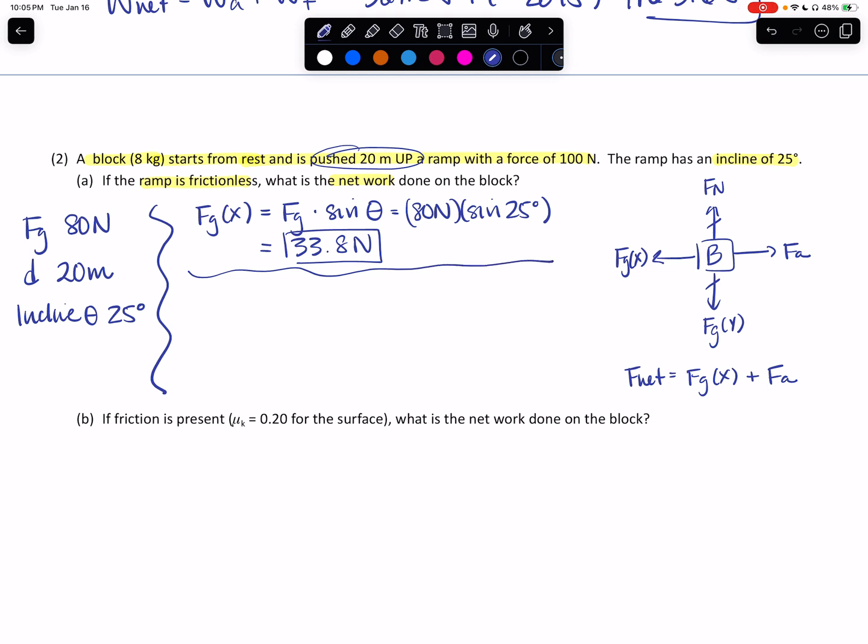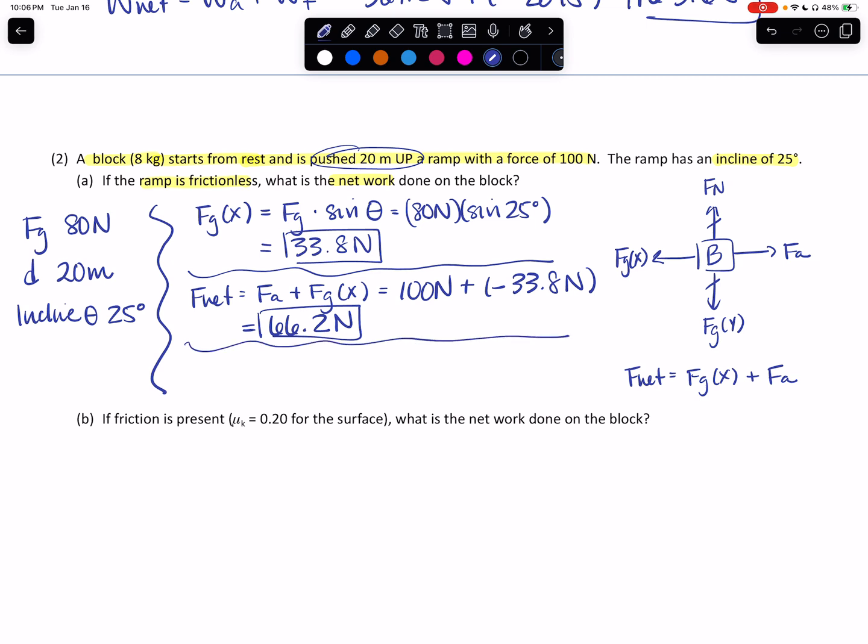Now I'm going to go to my F net equation. So that net force is equal to my applied force plus that FGX. My applied force is 100 newtons plus a negative 33.8 newtons, negative because it is going down the ramp. So I plug those two values in and I have a net force of 66.2 newtons.